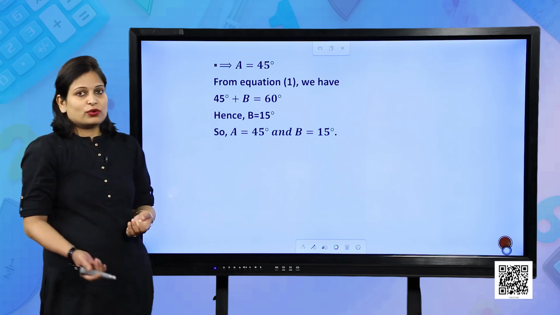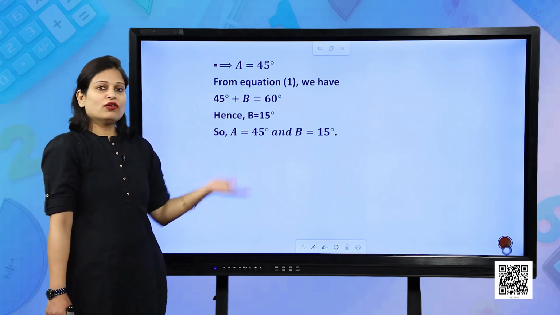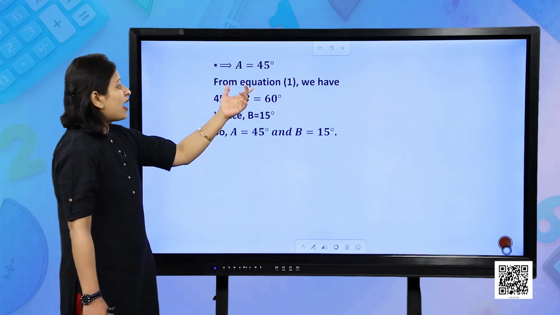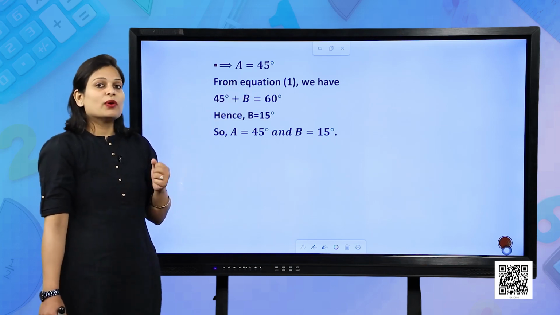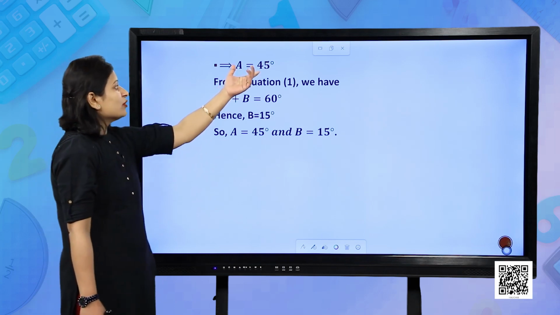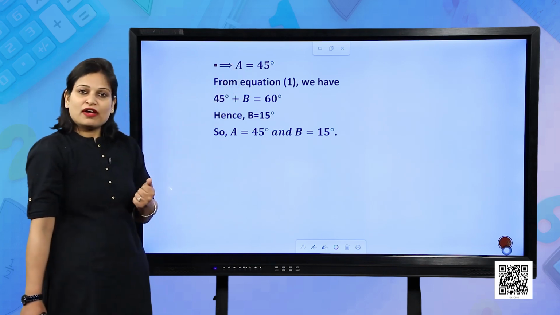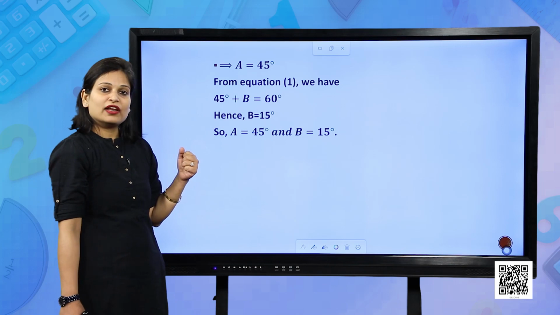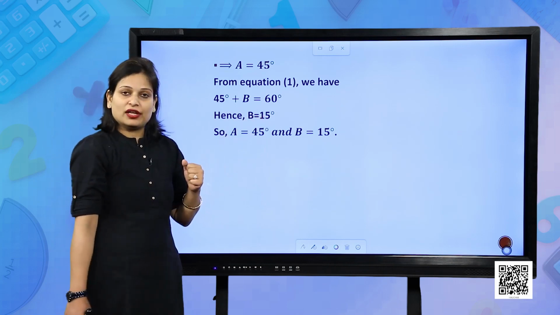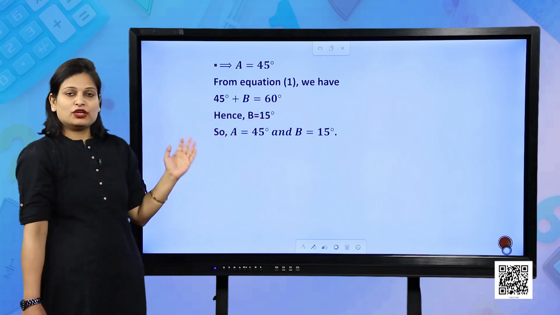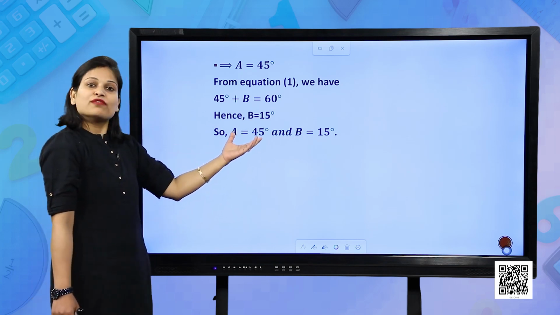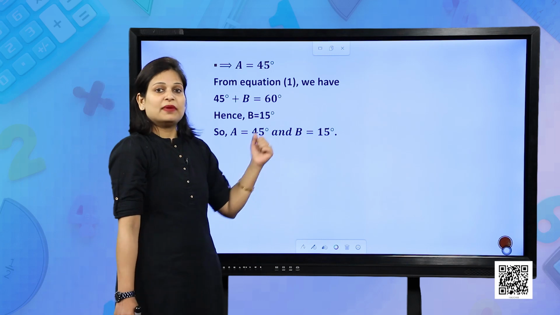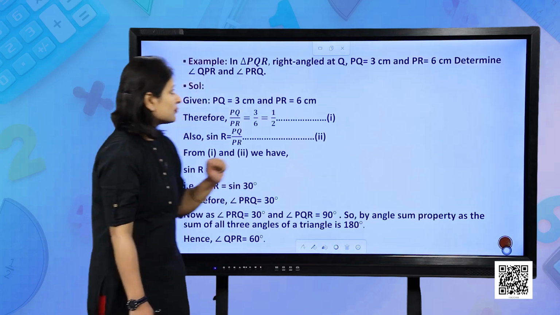Now, you can substitute the value of A in any of these equations. So, I have considered equation 1, which was A + B is equal to 60 degree. Substitute the value of A as 45 degree, solve it, you will get B as 15 degree. As in this question, we need to calculate the value of A and B, the value of A is 45 degree and the value of B is 15 degree.